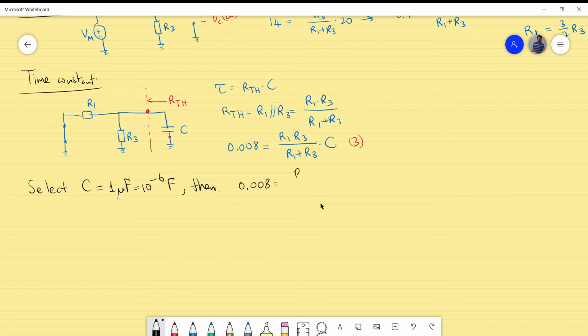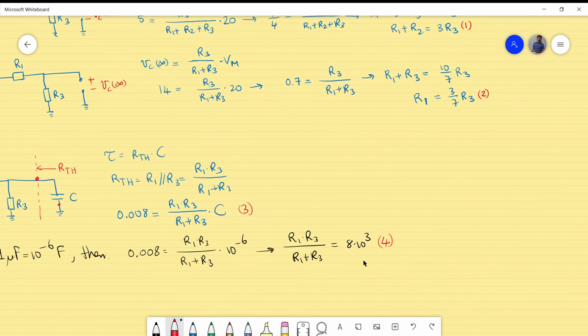0.008 is equal to R1 times R3 divided by R1 plus R3, times 10 to the power minus 6. If I rearrange this, I will get R1 times R3 divided by R1 plus R3 equal to 8 times 10 to the power 3, or 8,000. That's equation number 4. Now I have 2 unknowns here, R1 and R3, and an interesting thing is the same unknowns are also here, so I will use these.